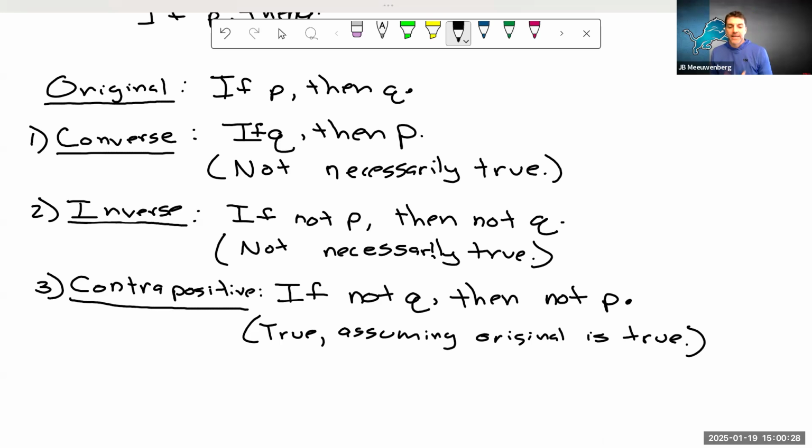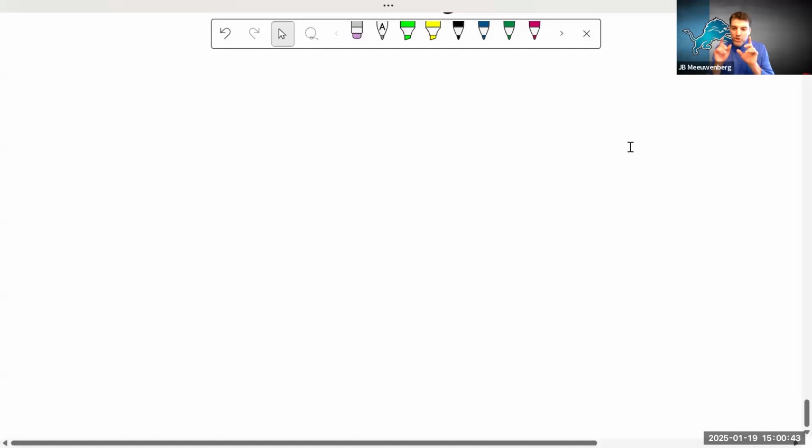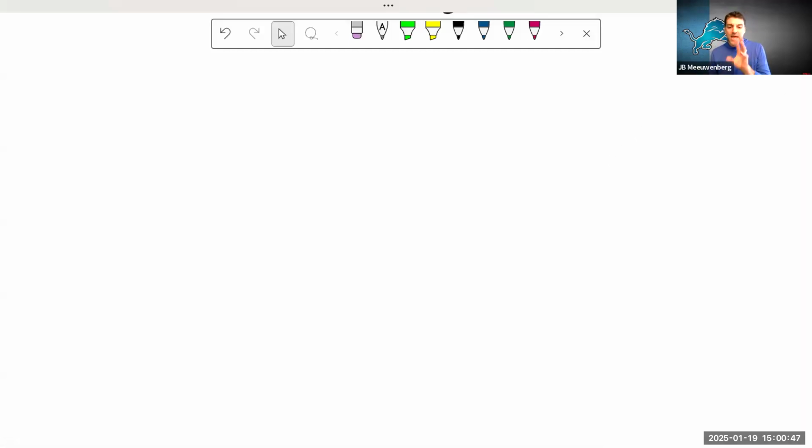So let's analyze a situation. And we're going to look at these three different versions, these related conditional statements. What we're going to do is rewrite the original statement using the converse, the inverse, and the contrapositive, and then determine whether or not they're true or not. And we're also going to examine a Venn diagram to assess the validity of each statement.